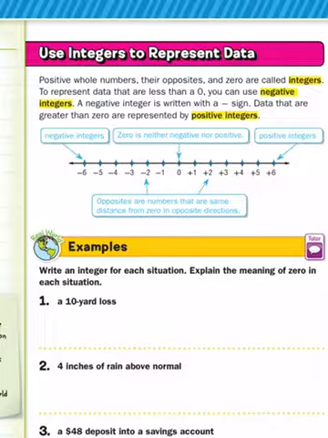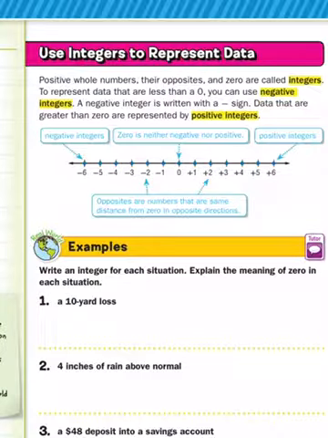First off, let's talk about all these words highlighted in yellow. It says positive numbers, their opposites and zeros are called integers. So let me talk about that. Integers are all these numbers you see here: 0, 1, 2, 3, 4, 5, 6, negative 1, negative 2, negative 3, negative 4, negative 5, negative 6. They are all integers. Now, decimals and fractions are not integers. So they're just the whole numbers and the negative whole numbers and 0.